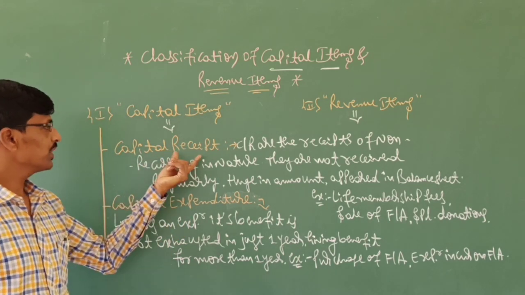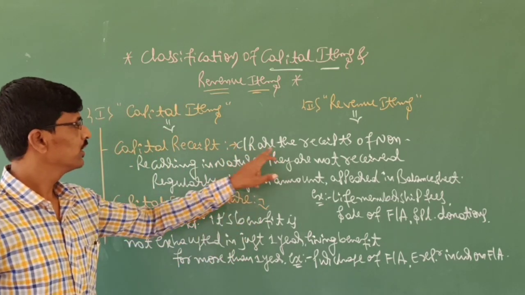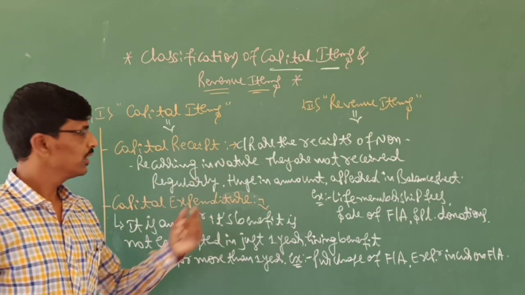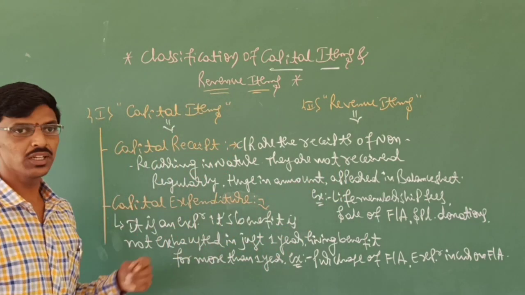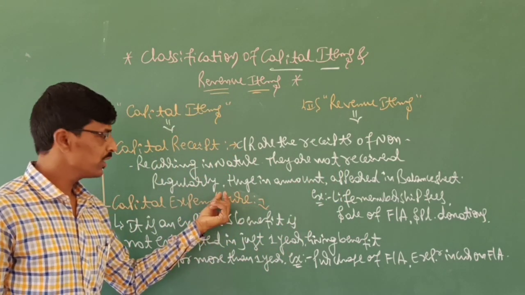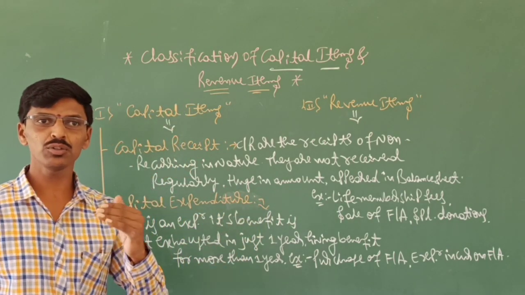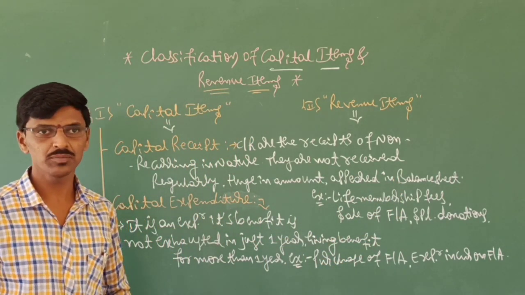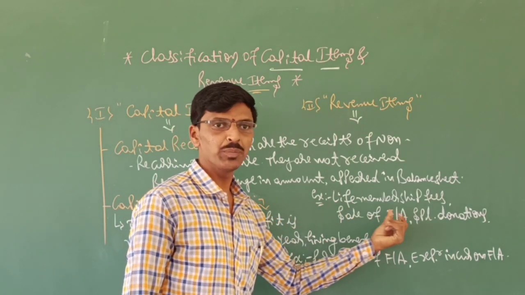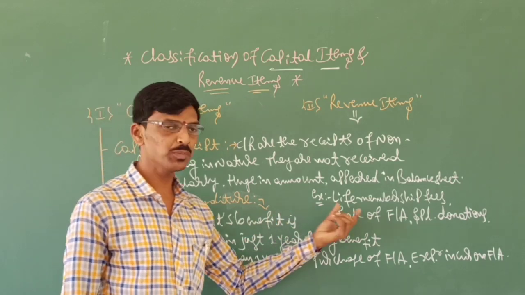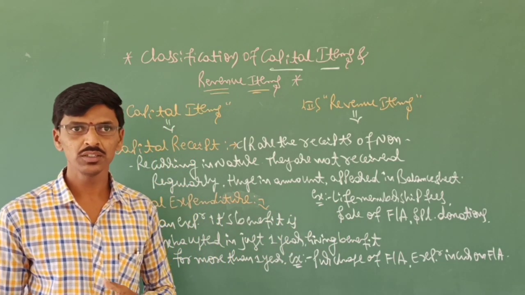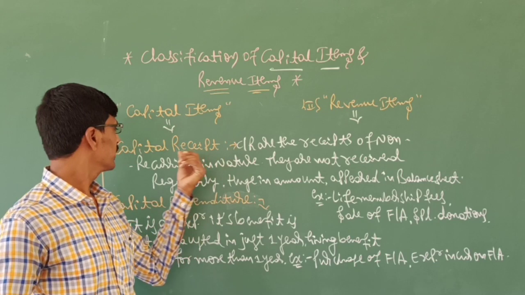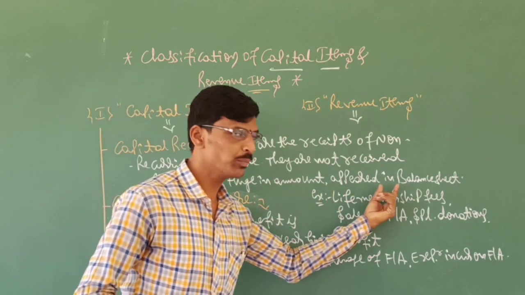Let us understand what is capital receipt and capital expenditure. Here, a capital receipt is a receipt of non-recurring in nature and it is not received regularly. They are generally large in amount and appear in the balance sheet of the company or organization. For example, life membership fees. Generally, life membership fees are a large amount that benefits for more than 1 year. Therefore, we show it as a capital receipt in the balance sheet.